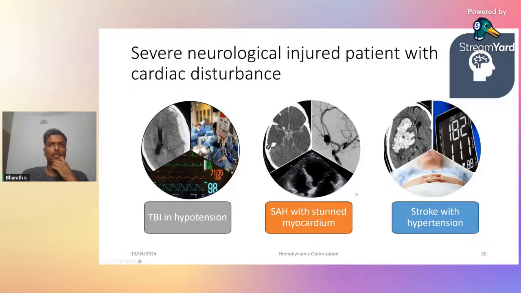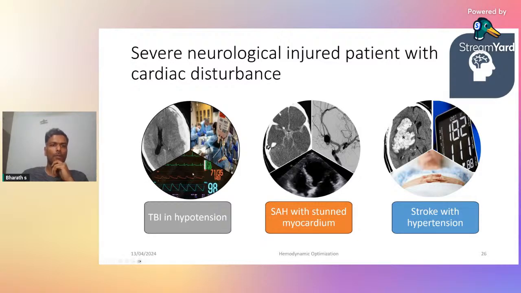Now, for us, these are the three most commonly challenging patients at bedside in the ICU. One of the important ones is the TBI patient suffering from hypotension. The common reason for a TBI patient to suffer hypotension initially would be blood loss and inadequate fluid volume.